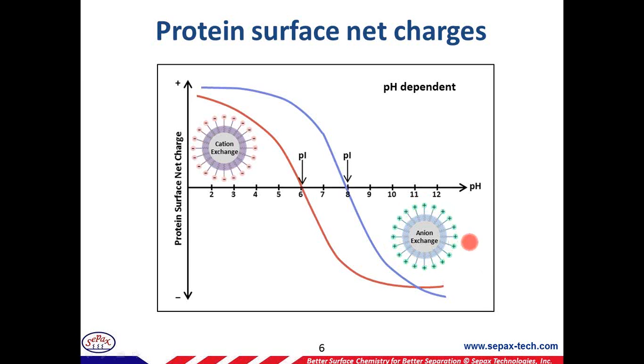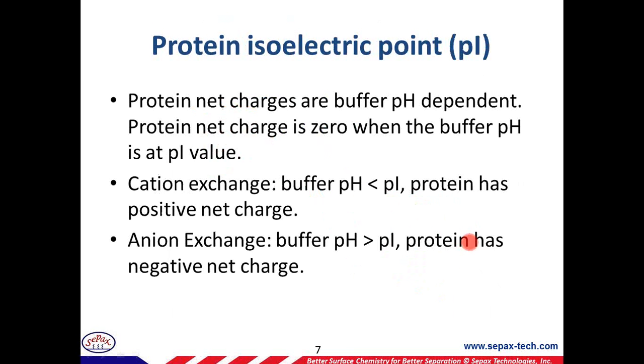So, a little summary from the previous slides. Protein net charges are buffer pH dependent. Net charge is 0 when the buffer pH is at the pI value. You use a cation exchange if you use a pH lower than pI, so the protein has a positive net charge. Use anion exchange when the pH is greater than pI, so the protein has a negative net charge.